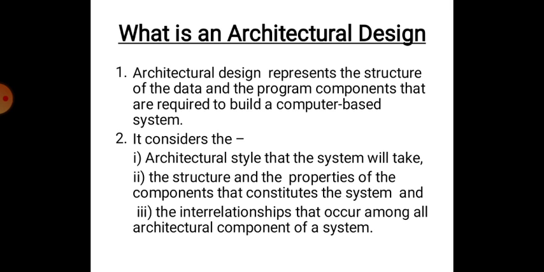Point number 2. It considers, first, the architectural style that the system will take. Second, the structure and the properties of the components that constitute the system. And third, the interrelationship that occurs among all architectural components of the system. So students, it considers 3 aspects: architectural style, structure and properties of the components, and finally the interrelationship among all these components.